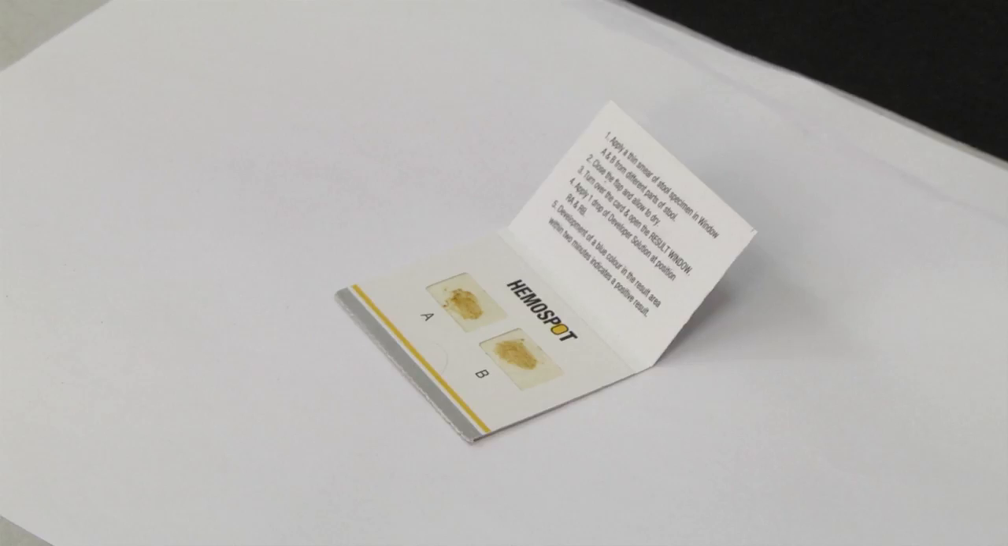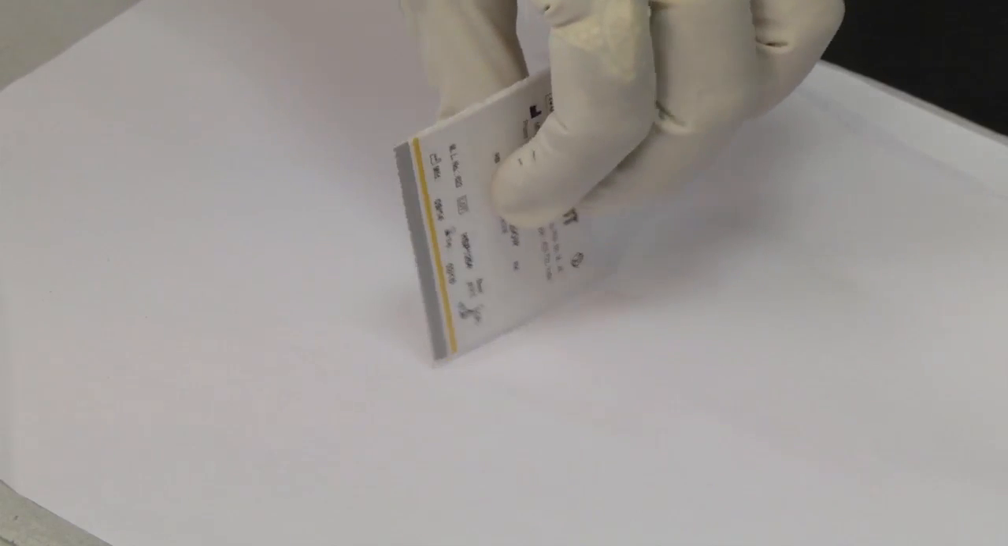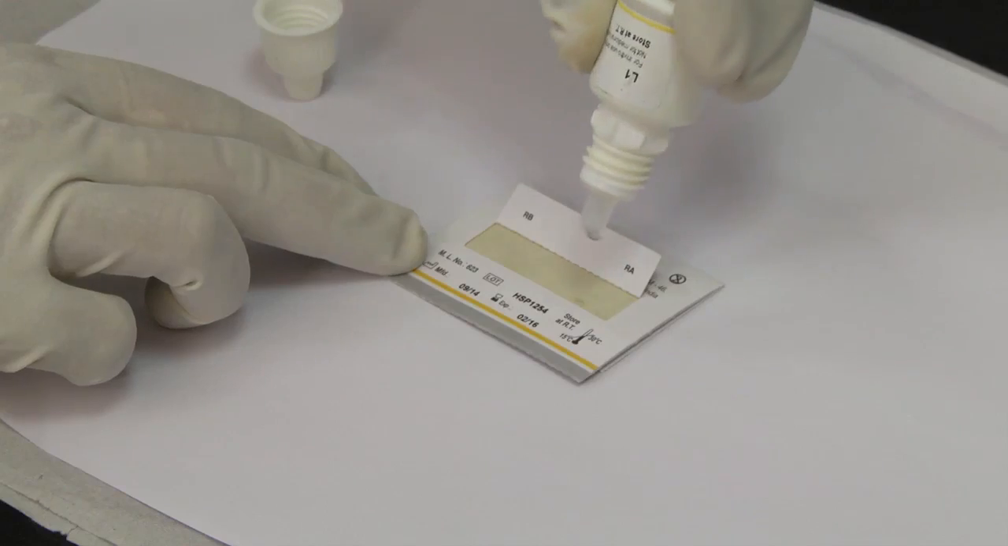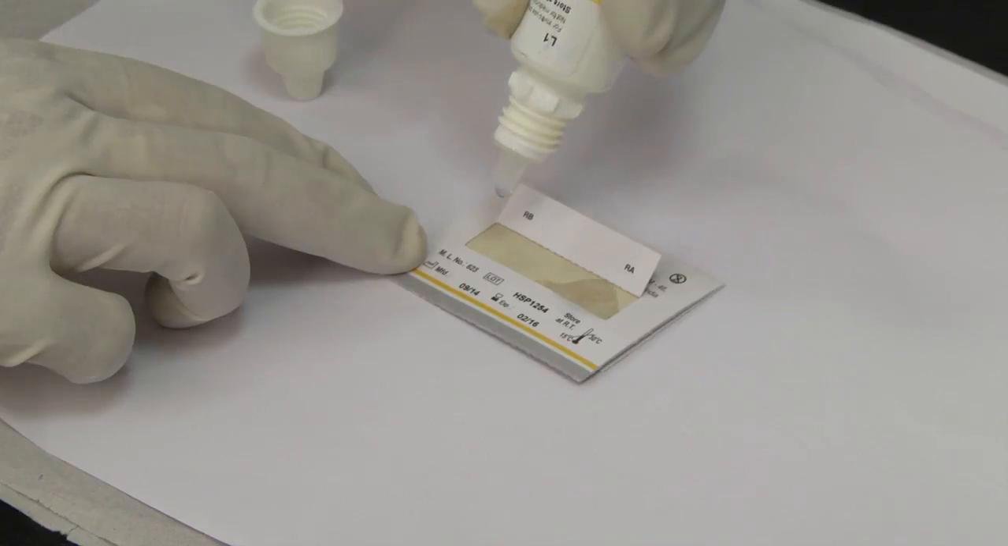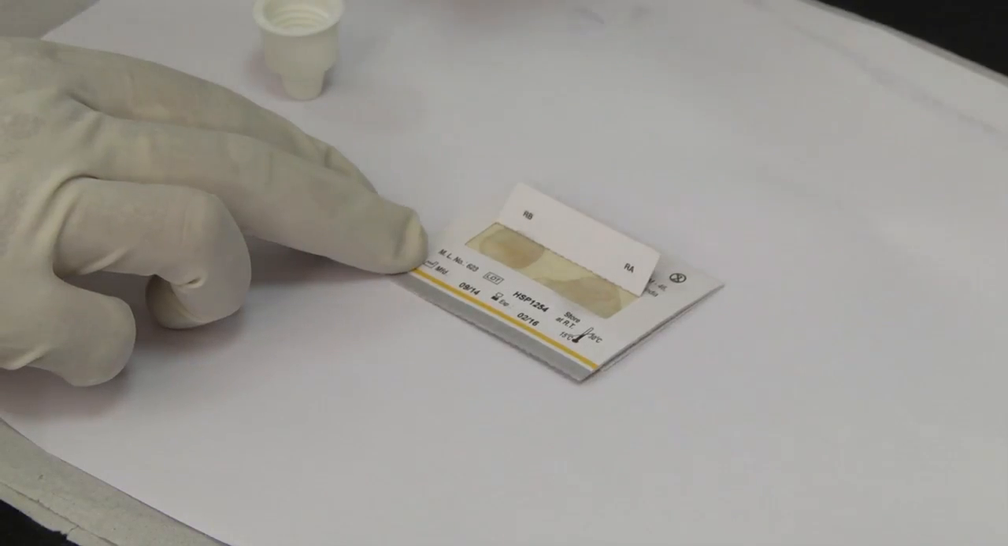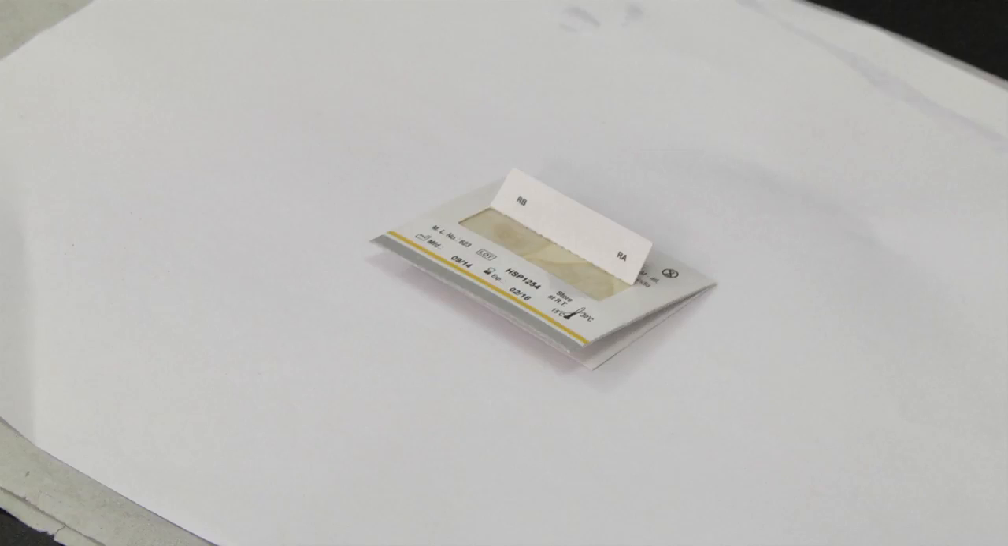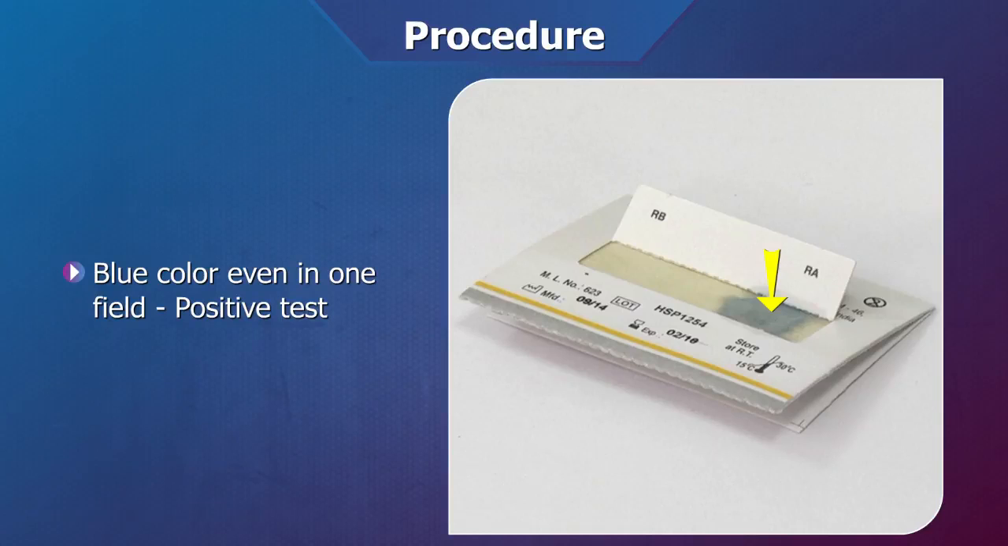Wait until the smeared sample has dried completely. Turn over the test card. Open the result window and add 1 drop of developer to fields RA and RB, that is, the reverse side of the sample smeared on the sample application windows respectively. Observe for color change exactly at 2 minutes. Even if one of the fields has a blue color, the test is positive for occult blood.